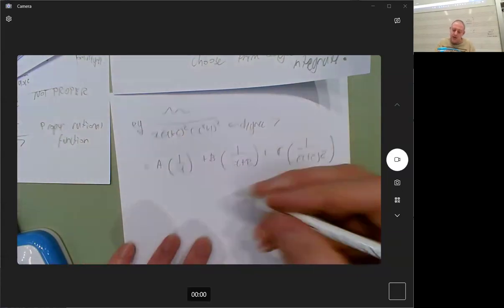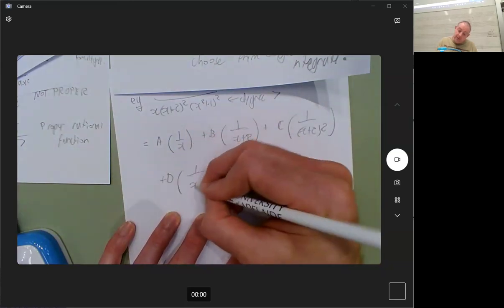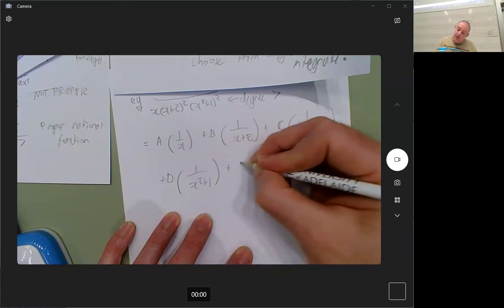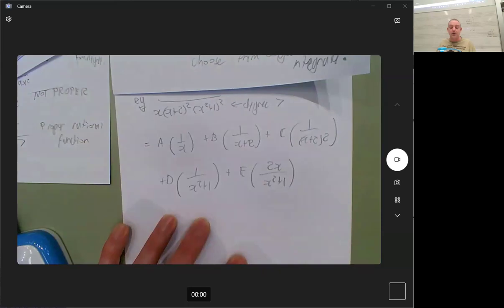And then this, oh man, I can definitely do this one. I know how to do this. 1 over x squared plus 1. And we already did this one as well earlier, the 2x over x squared plus 1. That's great. We know how to do those. I've got 2 to go.